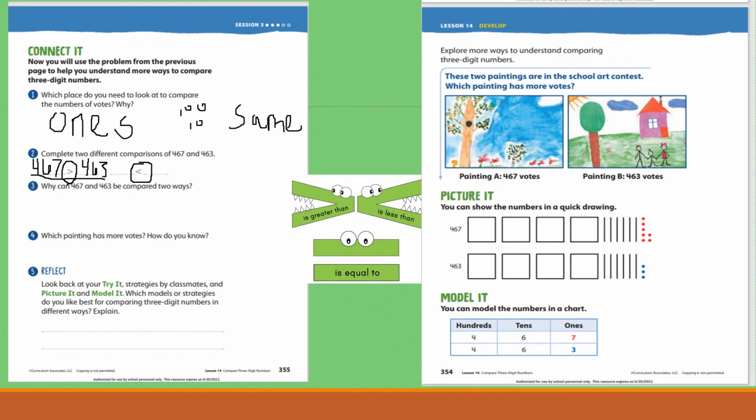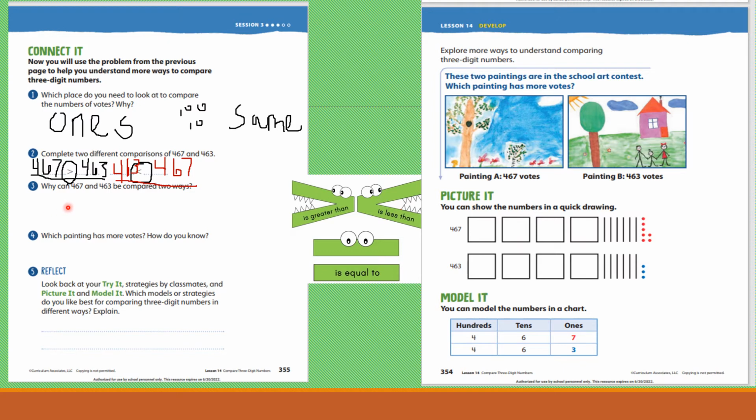Now, let's look again and look at where our arrow is. Okay? I need to put the 467 here because the alligator is going to eat the larger number. Now I'm going to put 463 here. I know it's hard to write with this, boys and girls, so bear with me. So now we read this. 463 is less than 467. All right, let's look at question number 3.